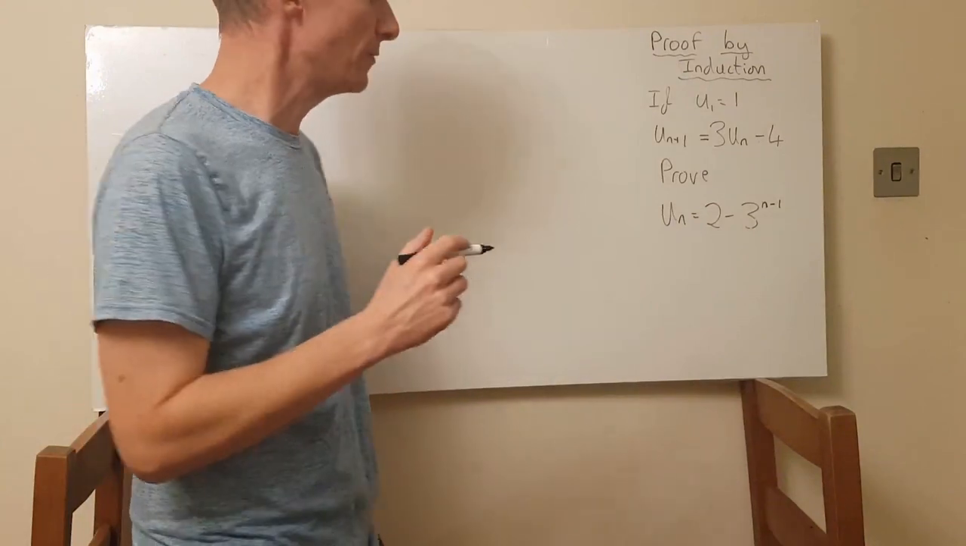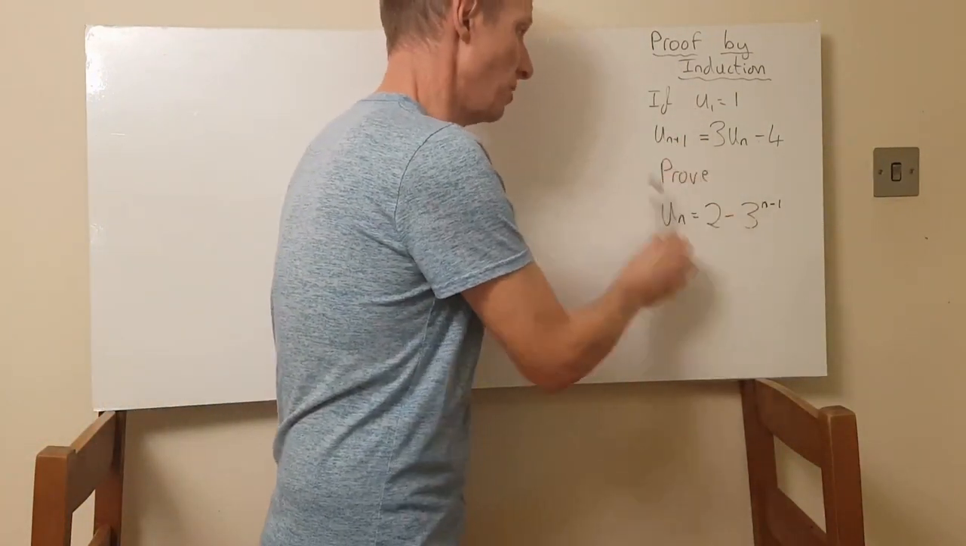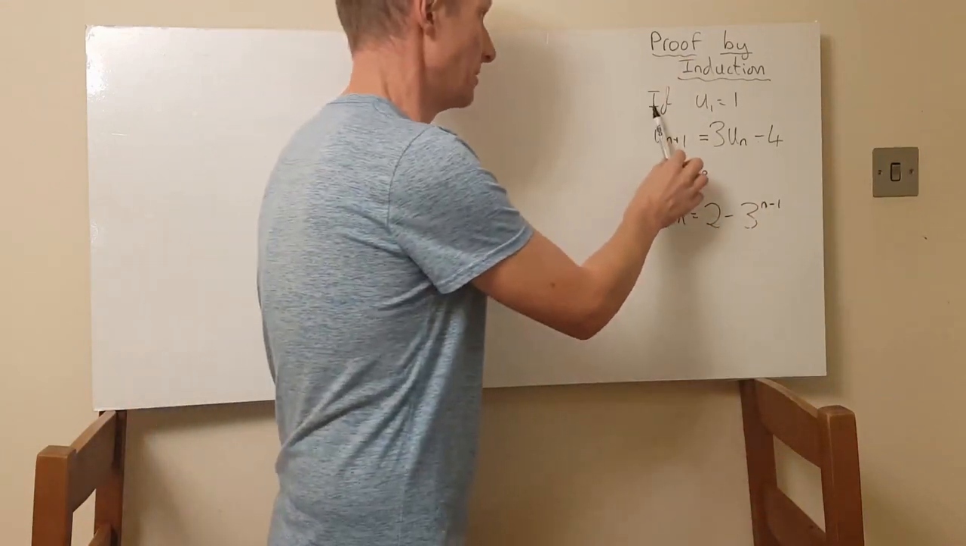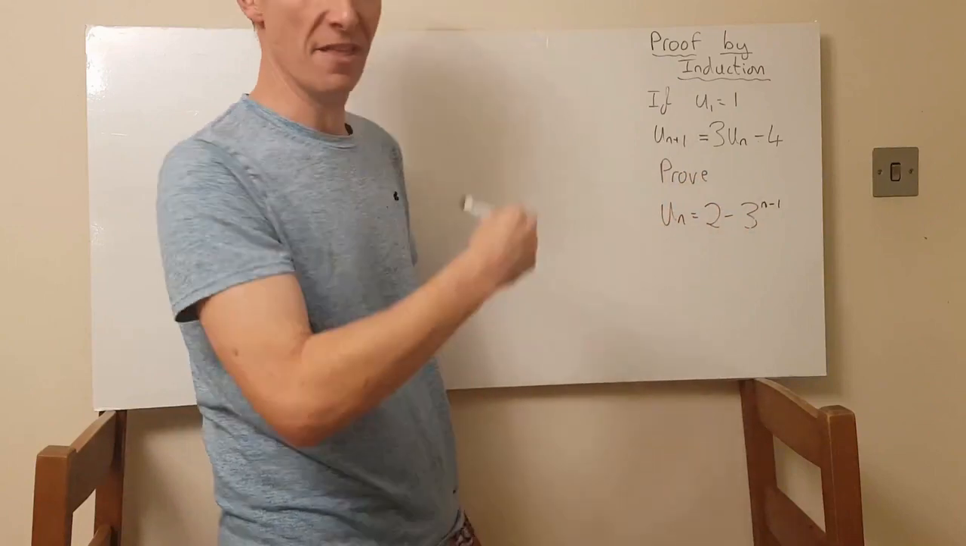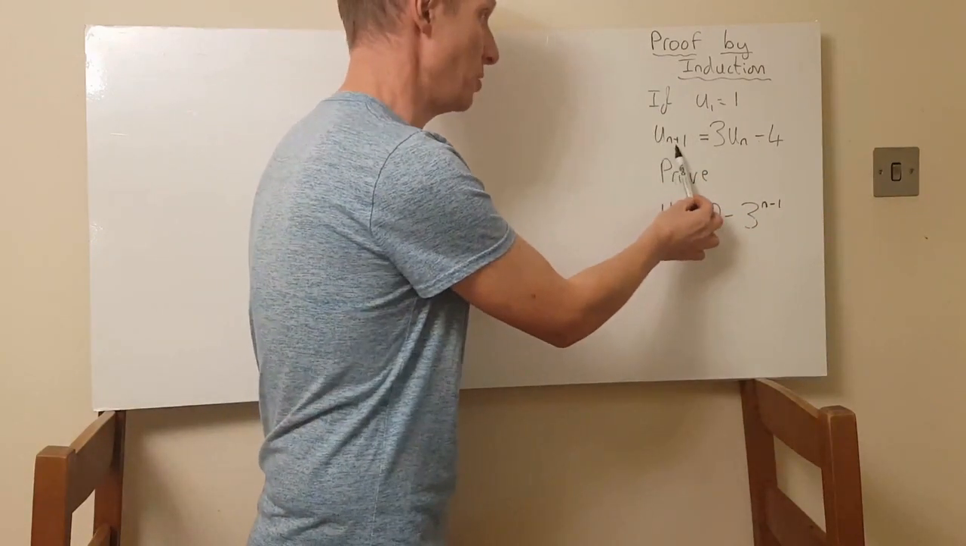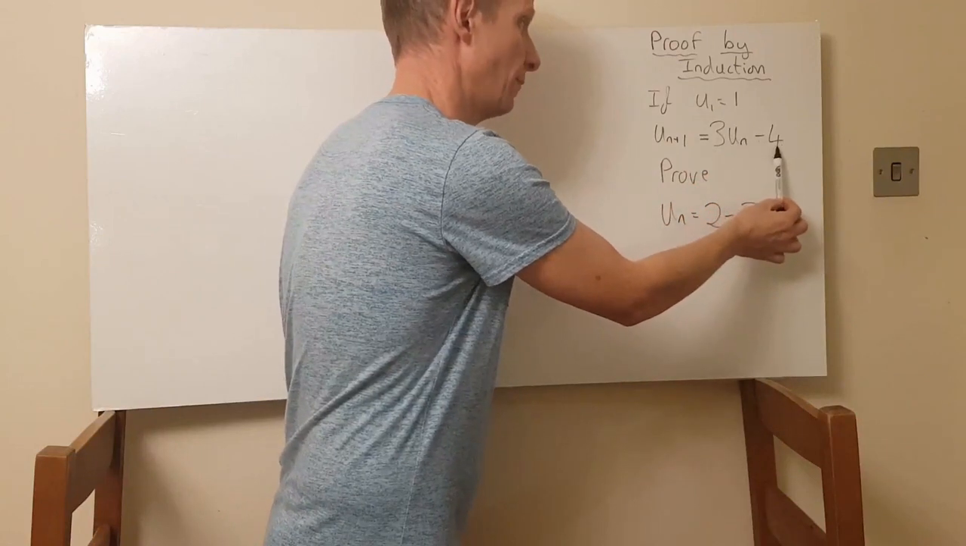Okay, so in this video I'm going to prove by induction the nth term of a sequence. So we can see that if u1 is 1, then to generate the next term in the sequence, or to generate u2, we do 3 times the previous term, subtract 4.